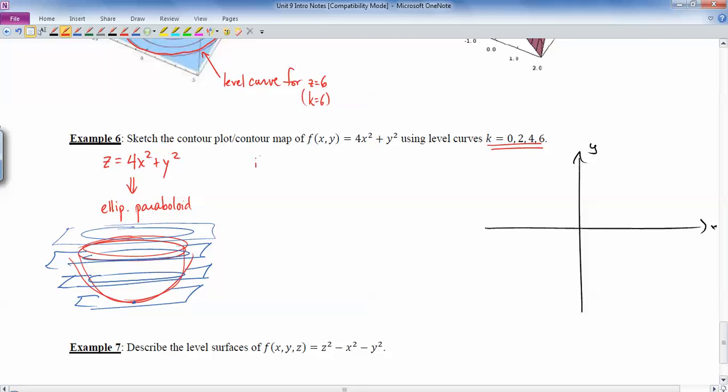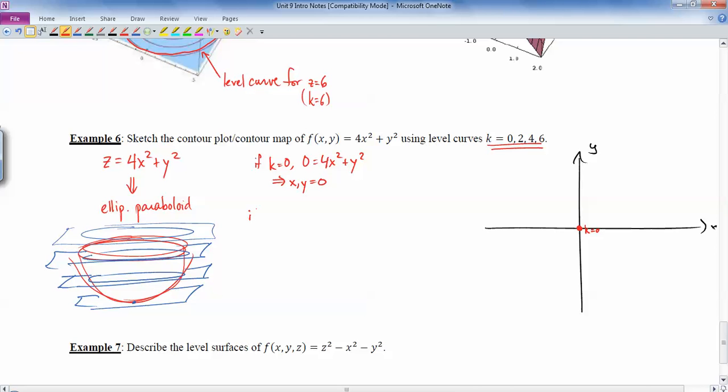So if k equals 0, then we get 0 equals 4x squared plus y squared. Well, the only time that happens is when x and y are both 0. So our first level curve is just the origin right here. And so what you would write next to it is k equals 0, so that you know which one that goes with.